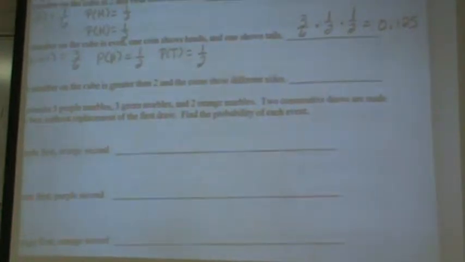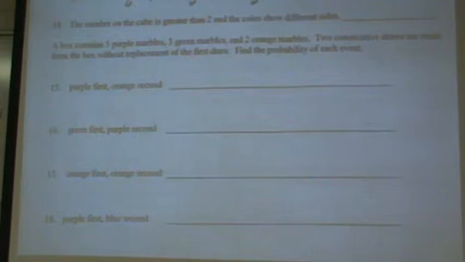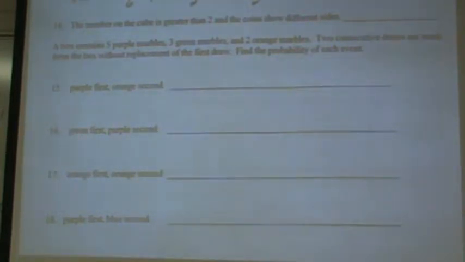Number 14. The number on the cube is greater than 2, and the coins show different sides. Number 14 is kind of complex to think about, and I won't ask you a question like this on your test, but it's good to know. So we need to find the probability of getting greater than 2. There are 4 numbers greater than 2, so it's 4 out of the 6.